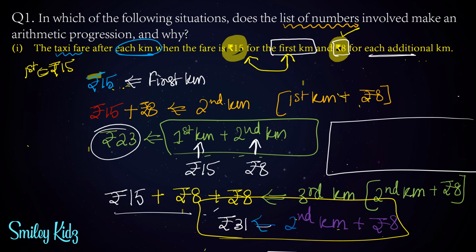Now, the first one I already know it is 15, isn't it? The first kilometer is 15. So, 15 comma, then first kilometer plus second kilometer gives me rupees 23. So, 15 comma 23 comma, then second kilometer plus rupees 8 gave me 31, isn't it? So it is 15 comma 23 comma 31 comma, let's find another one, right?